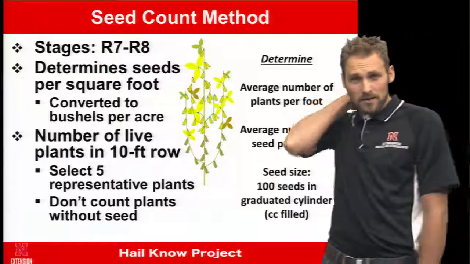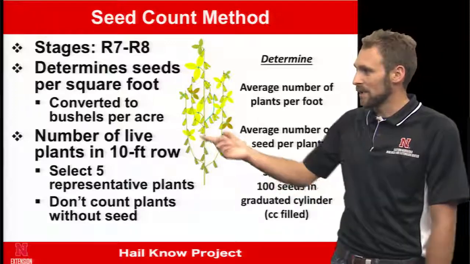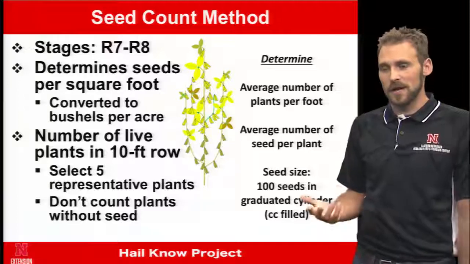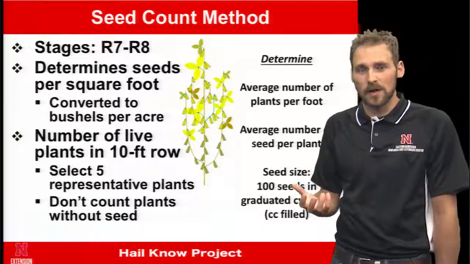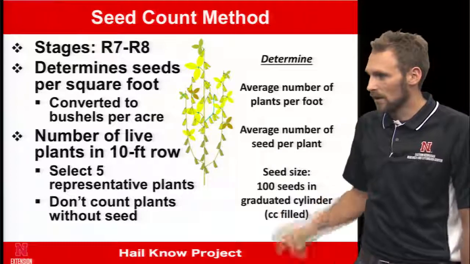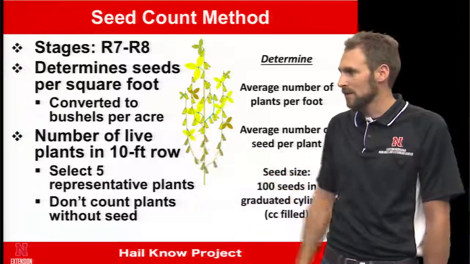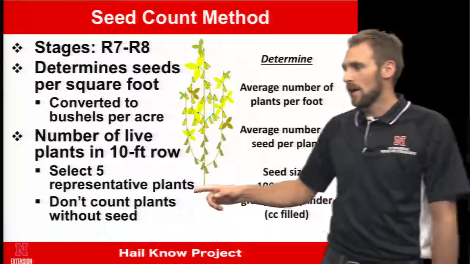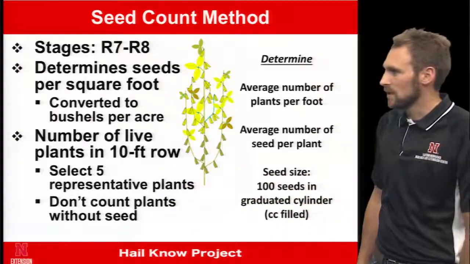Okay, I mentioned at R7, R8 stage, we take a rapid transition in how we evaluate. We're not doing leaf loss because we're starting to actually lose leaves on these plants because they're maturing. So really in this case, we're counting seeds, and we want to know seeds per square foot. They're going to do a direct estimation of the potential yield of that crop at that point. So they'll convert this to bushels per acre. They're going to look at the number of live plants in 10 feet of row. That's the first part of their yield estimation, how many live plants are present. And then they're going to select 5 representative plants within that row, and you're going to ignore any plants that don't have seed. If they don't have seed, don't take any of those for the yield potential.